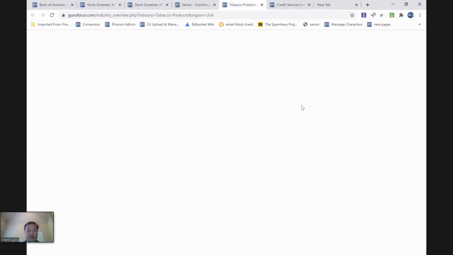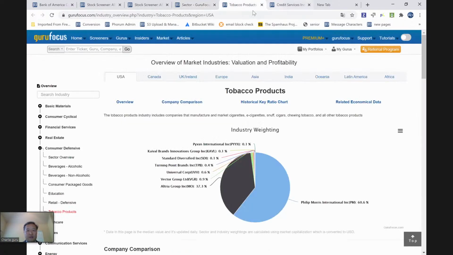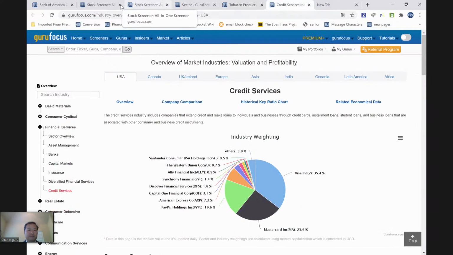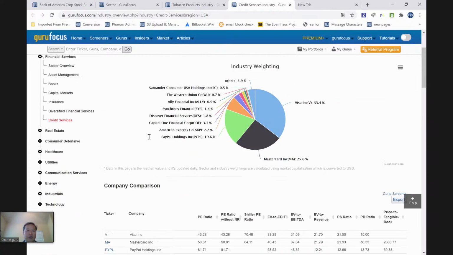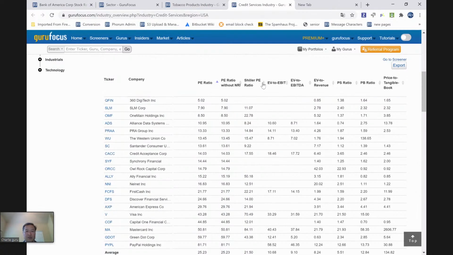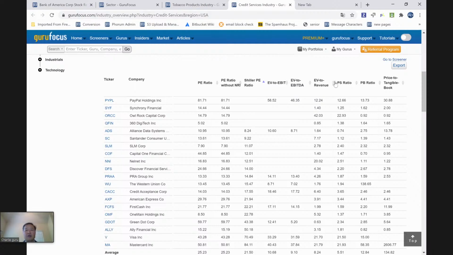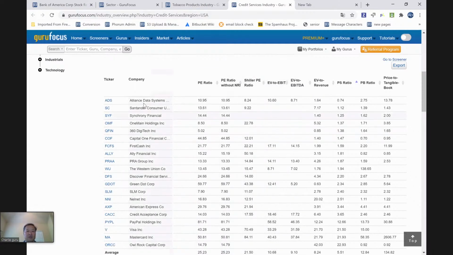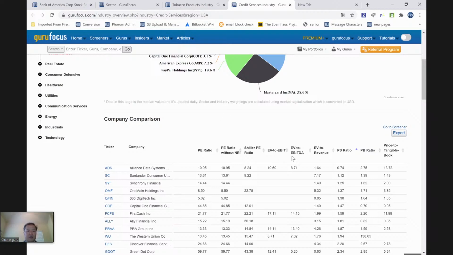We select the industry already. Okay, my screen is blocking some. So it will tell you which companies are included in financial services, and then you can compare with the P ratio and Shiller P, any ratio actually you can think of here, the PB, whichever you think is useful.